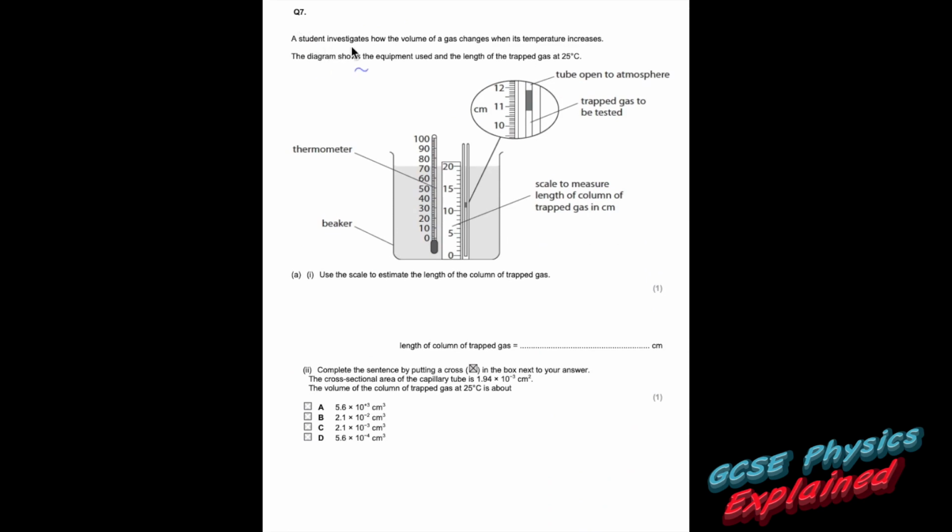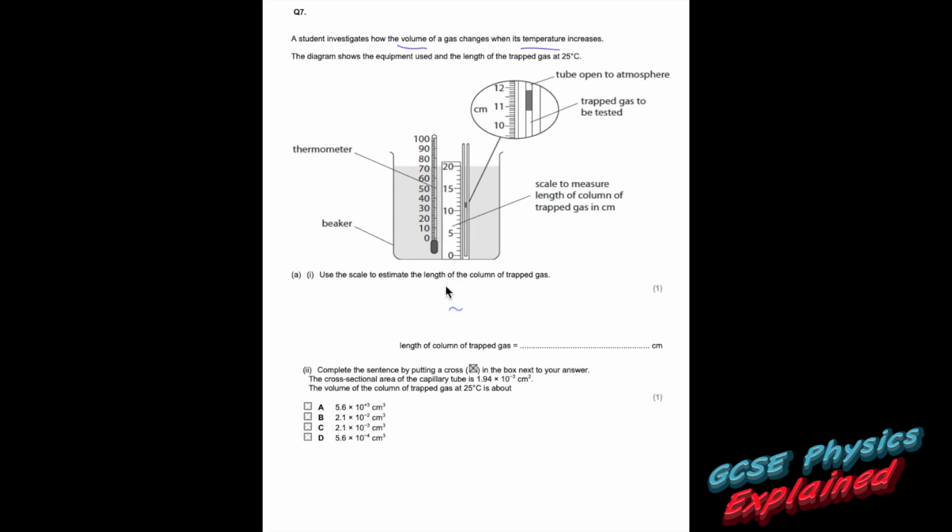Question 7. A student investigates how the volume of a gas changes when its temperature changes. The diagram shows the equipment used and the length of the trapped gas at 25 degrees C. Right, so what they've got is this tube here, and they've got a little bit of liquid at the top of this volume. As the temperature of this water bath changes, it'll have an effect on the volume of this air, and it'll expand, and it'll move this little volume of water upwards.